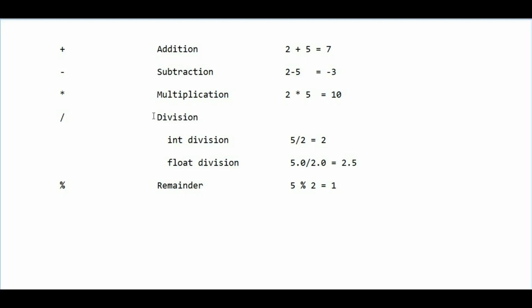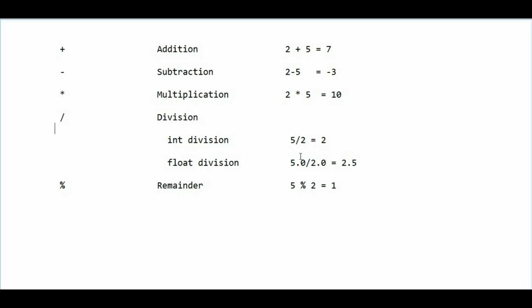and it's called asterisk. 2 star 5 is equal to 10. And division. Okay, in here, division has two types. In our usual life, we don't see types of division. Like division is just division. You divide a number by some other number and you get a value. But in C language, you have different types of division. One is called integer division and the other is called float division.